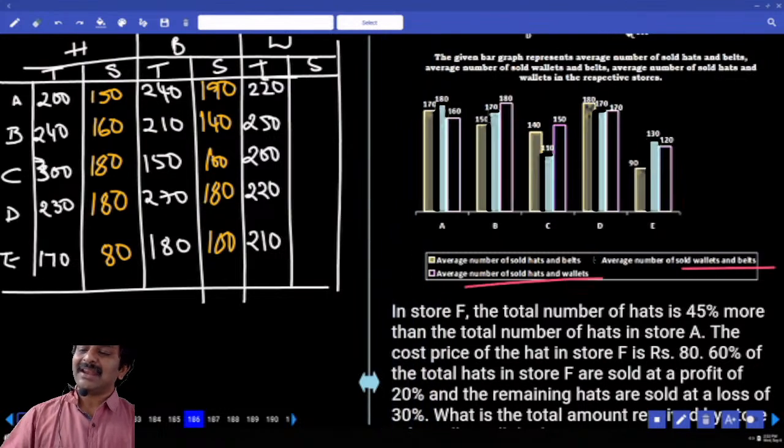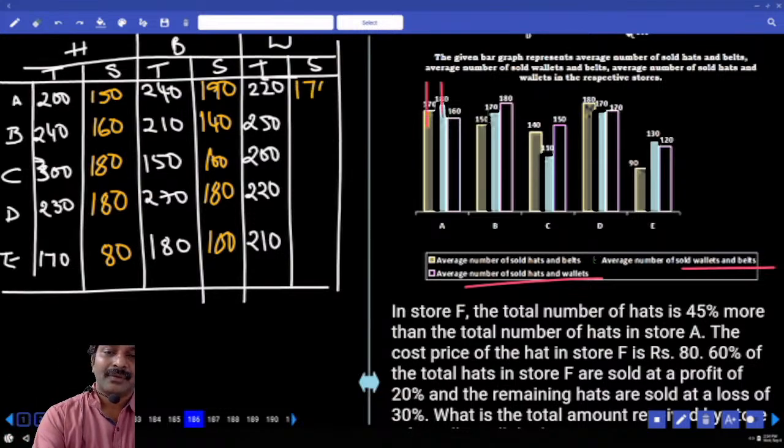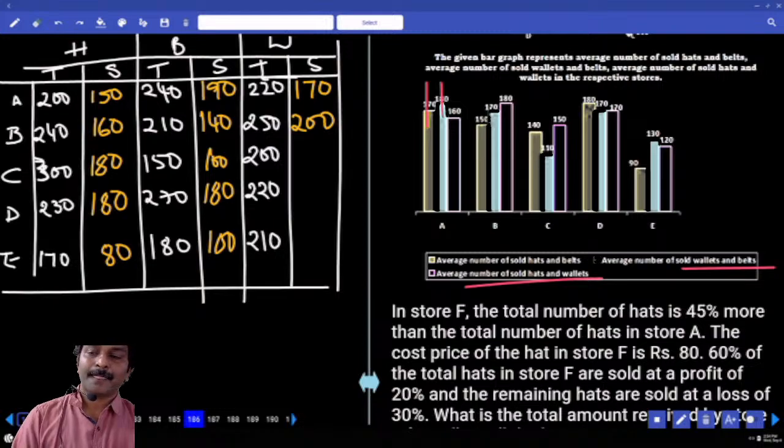Now wallets. Wallets are there in second and third, right? So first must be subtracted from the other one. How much is that? 170. Next. 200. Next. 120. Next. 160. Next. 160.